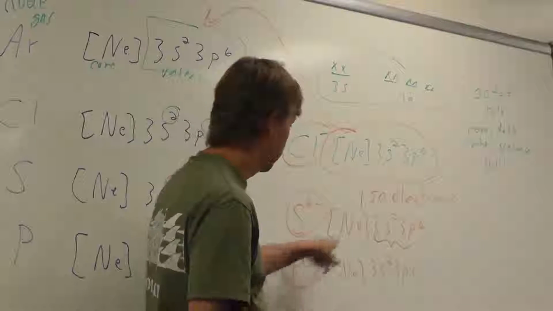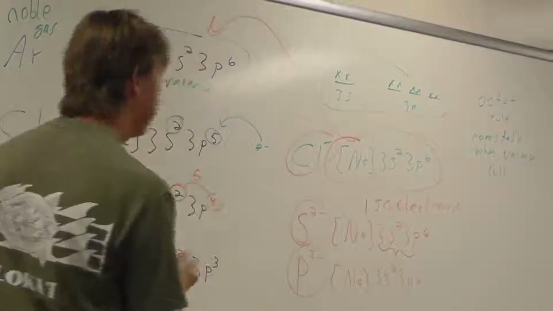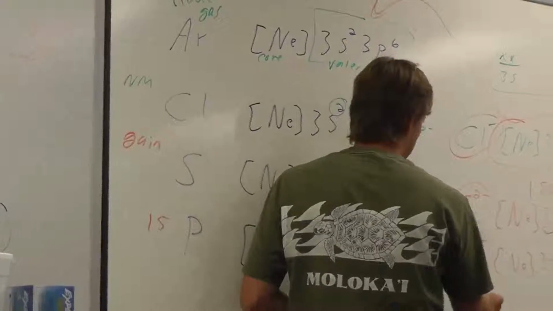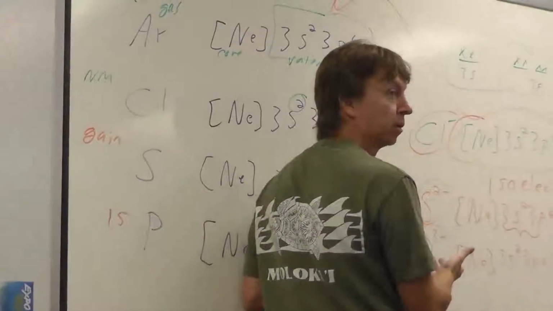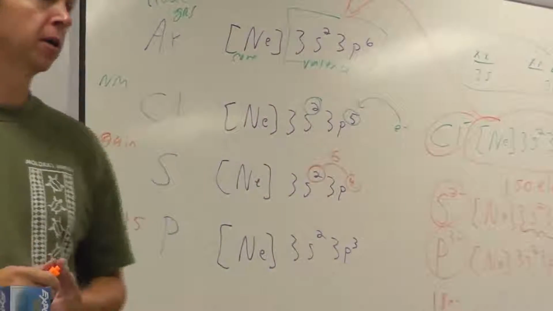You're showing the charge, then you better show all the electrons. Because phosphorus by itself has 15, and this accounts for 15. But by the time you pile these extra 3 in, you're dealing with 18 electrons now. And so you're going to have to show that with P6, or you're not showing all 18 electrons.